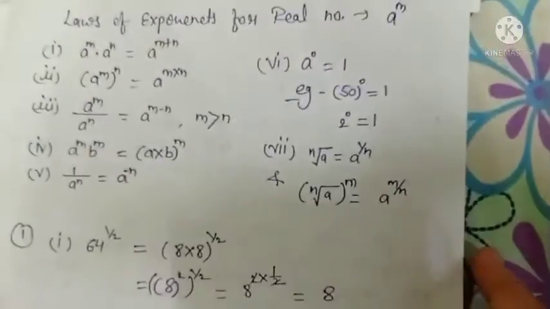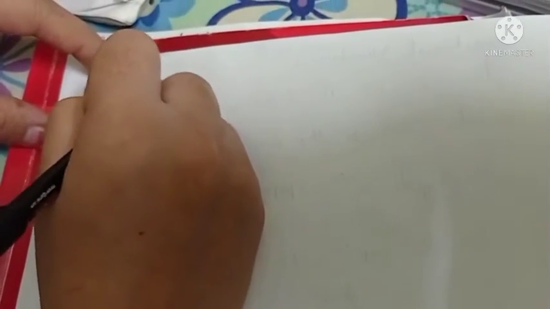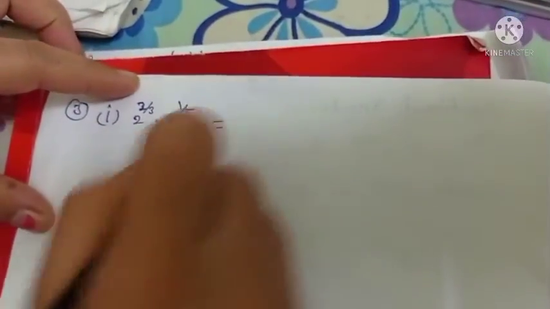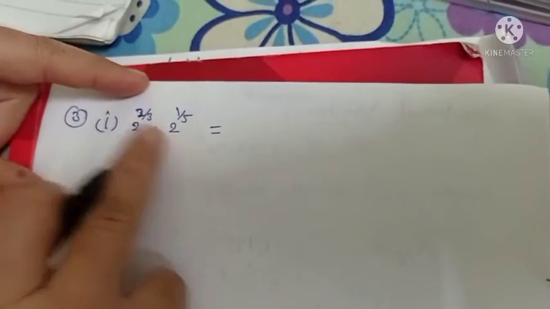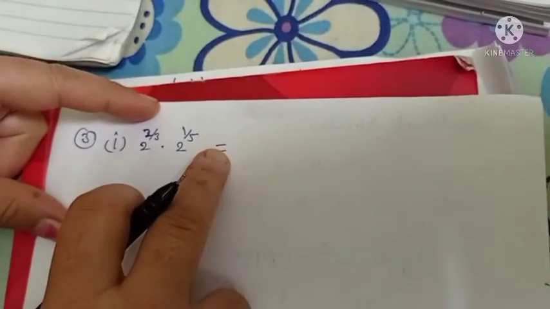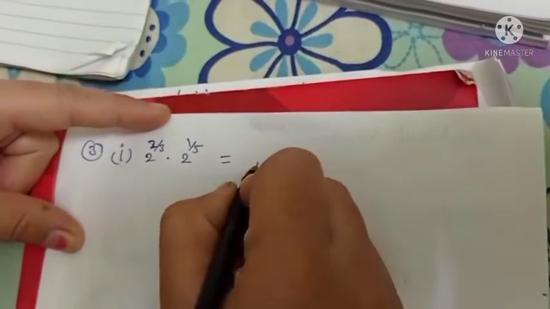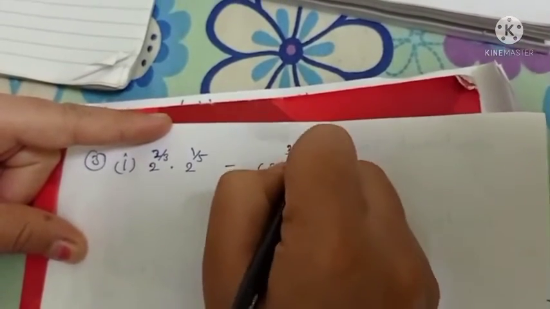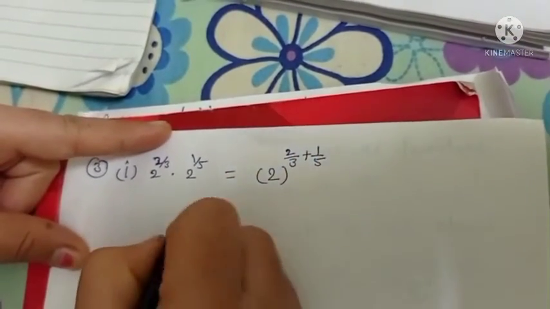And the exercise's third question, the first part of this third question is 2 to the power 2 upon 3 into 2 to the power 1 upon 5. And we know that when bases are same and powers are different and both are in a multiplication, then powers will be in an addition. So 2 to the power 2 upon 3 plus 1 upon 5.